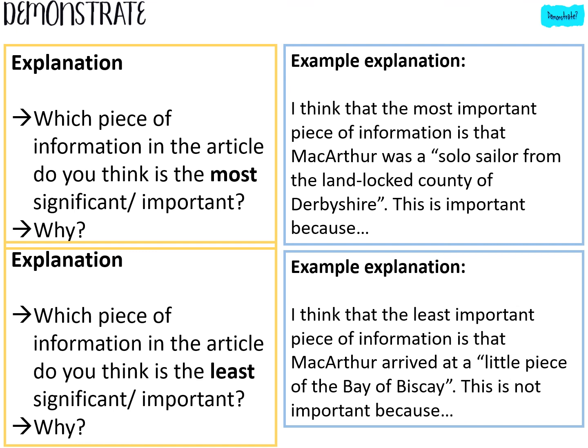What I'd like you to do is decide what you think the most important piece of information from the article is, and explain why. So, for example, if you think the most important piece of information from the article is that MacArthur was a solo sailor from the landlocked county Derbyshire, I'd like you to explain why that is important.